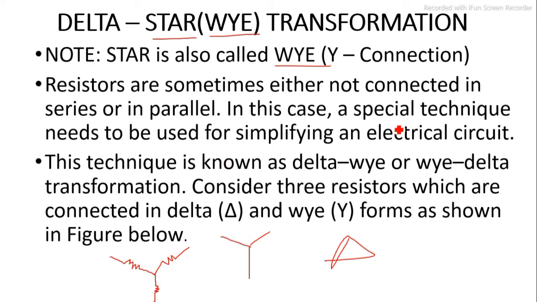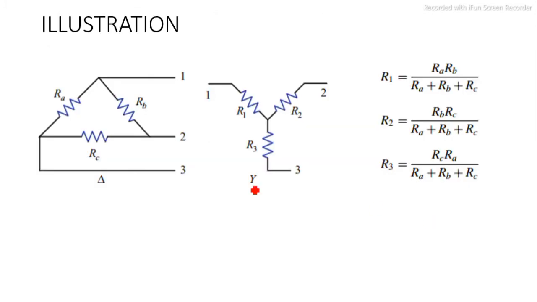So we now use the star and delta transformation to analyze our circuit. This technique is known as delta to Y. Delta to Y means you are converting from delta to Y, or from Y to delta. Consider three resistors connected in delta and Y form as shown in the figure below. This is your delta form, this is the symbol for your delta, which means you have your resistors in delta form. This is still the illustration. This is your Y form.